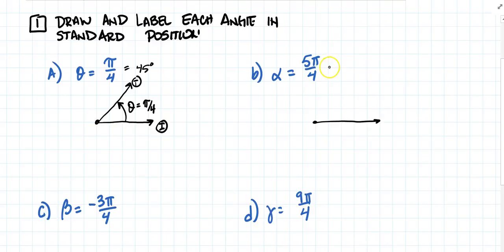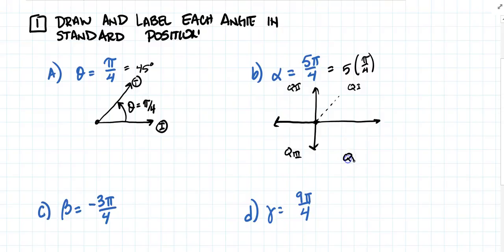5 pi over 4, the way that I like to look at this is it's 5 multiples of pi over 4. So I know that every one multiple of pi over 4 is worth half a quadrant, because remember, all of these are quadrants. So if I kept going here, and this is the origin, this is quadrant number 1, this is quadrant number 2, this is quadrant number 3, and of course this is quadrant number 4.